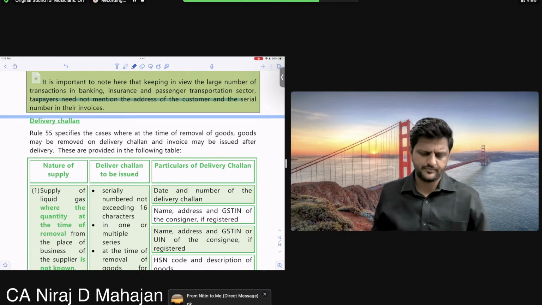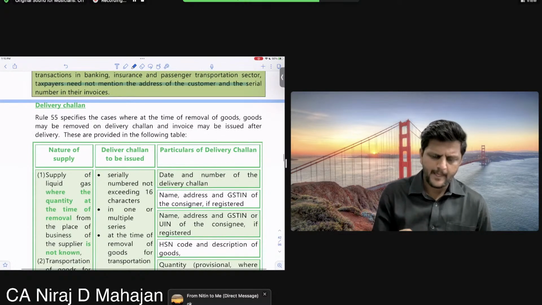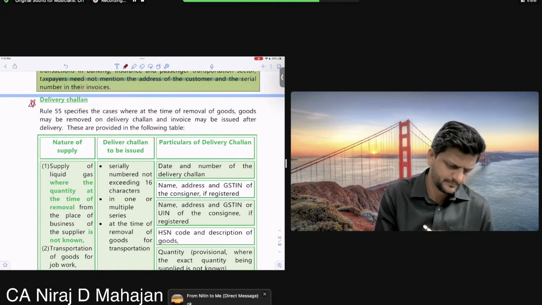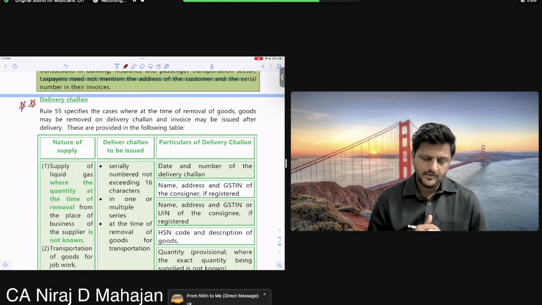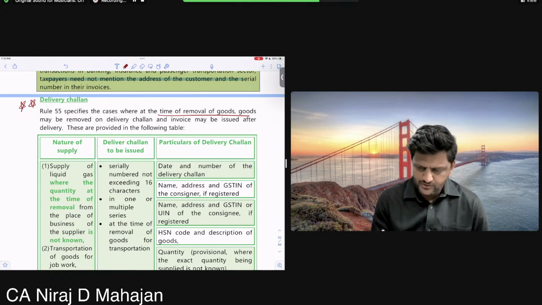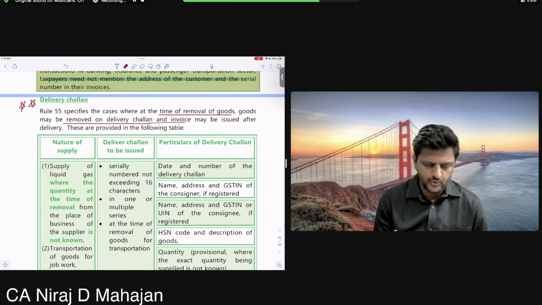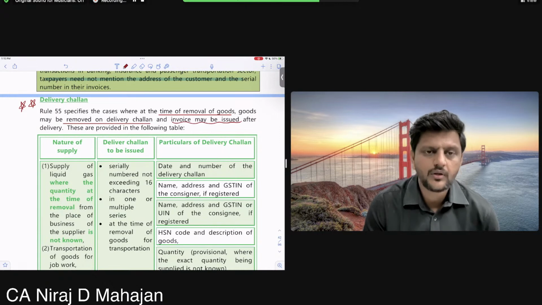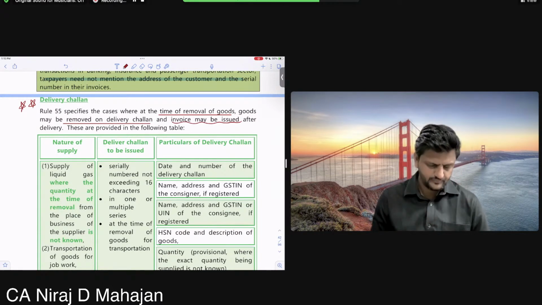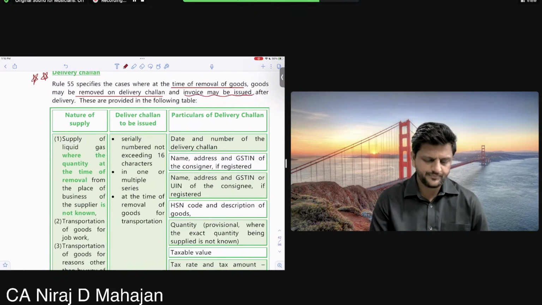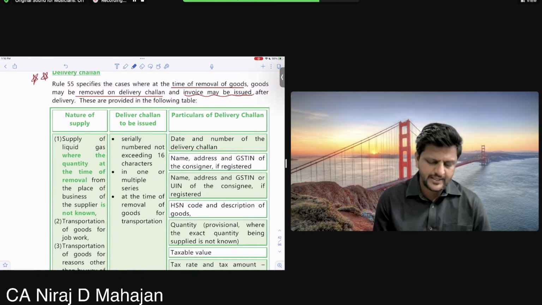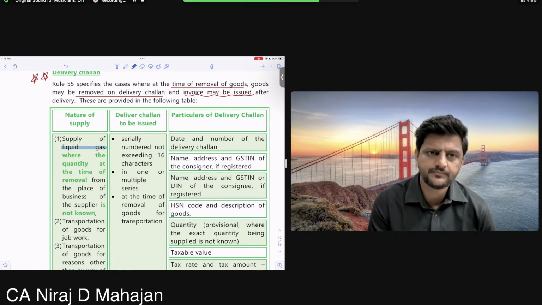So delivery challan, check. Very important, bachcho. Rule 55 specifies cases where goods may be removed on a delivery challan at the time of removal and the invoice may be issued after delivery. Okay, in the following cases only. Check. Nature of supply: supply of liquefied petroleum gas, remember, LPG.